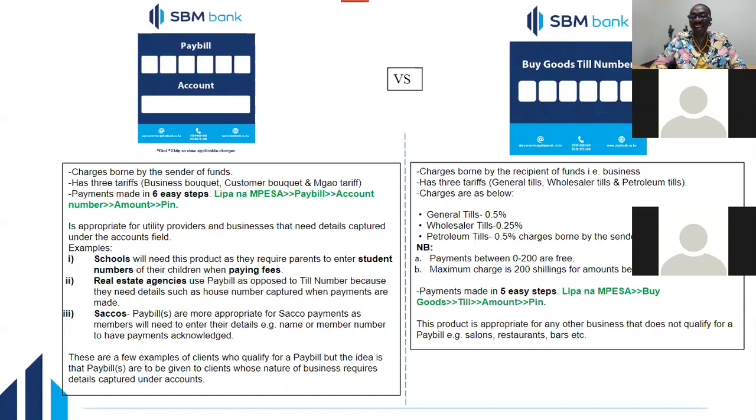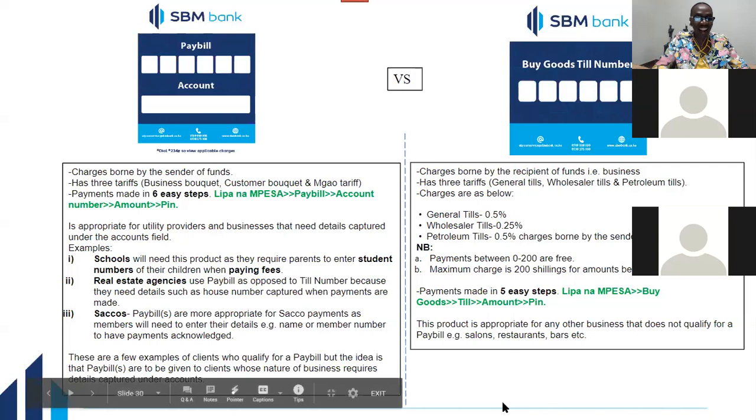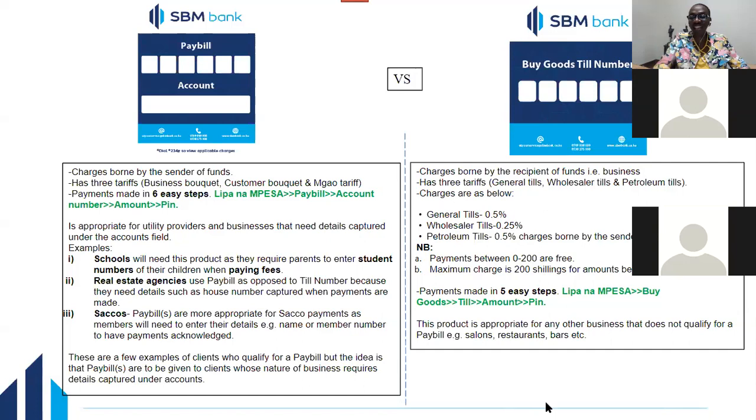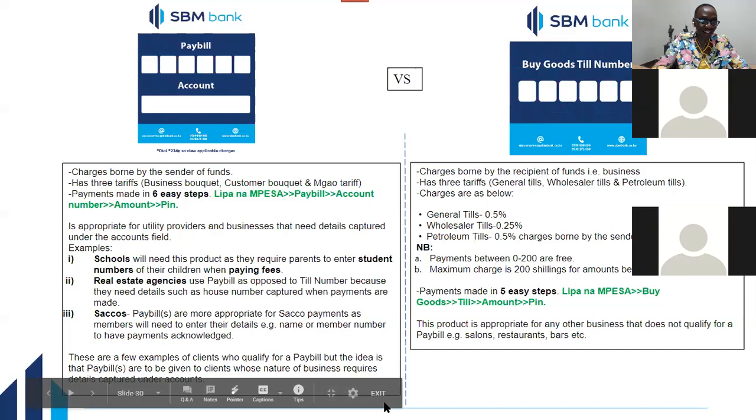So when a customer comes in, they say, Nataka kulipa na M-Pesa, you tell them, angalia pale. It's very visible and easy. Put it in a place where it's easily visible. So maybe for those customers. Okay, you can move on.